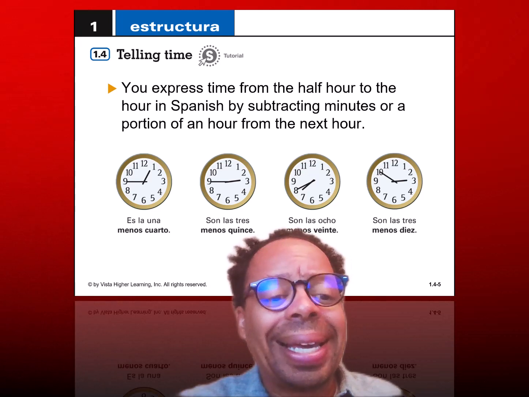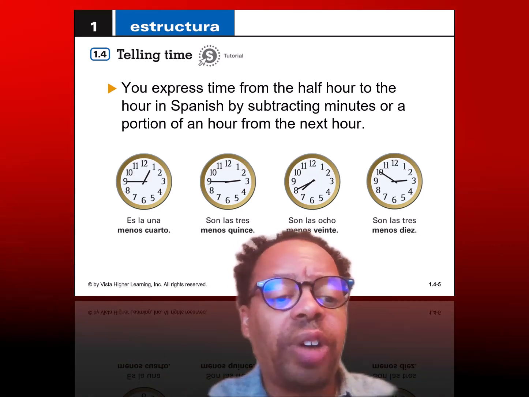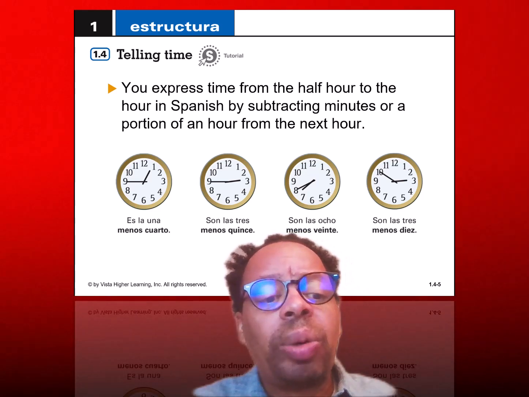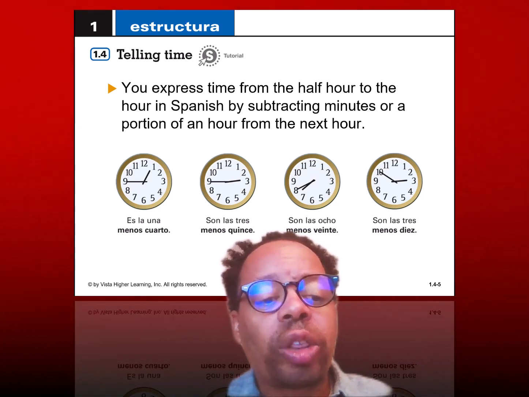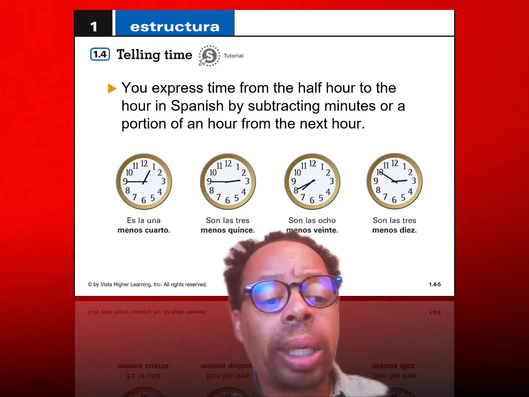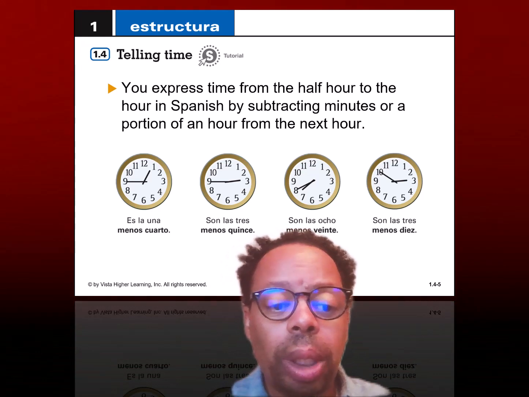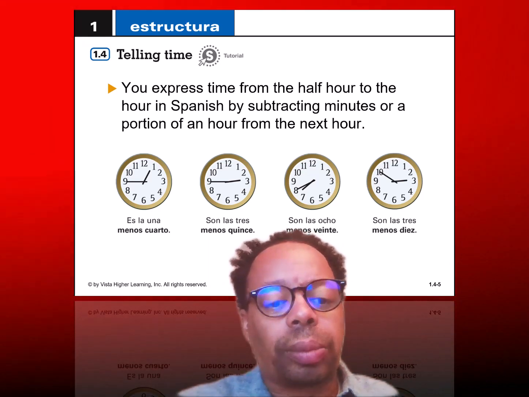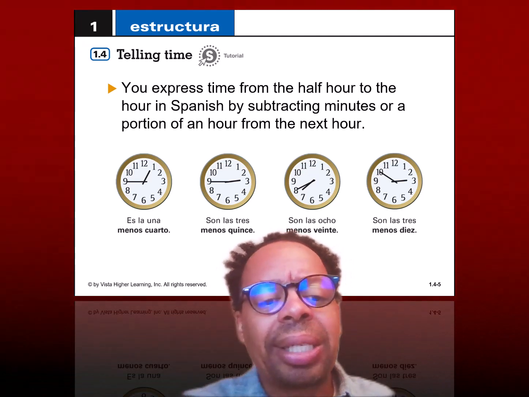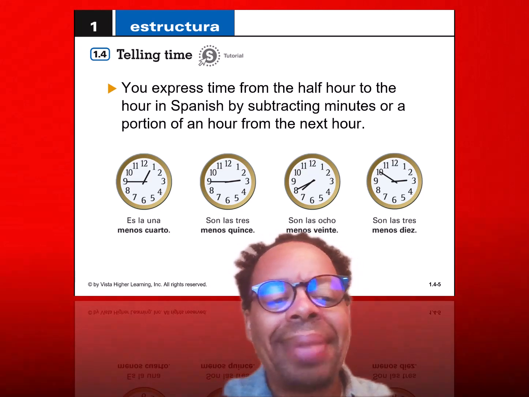If you look at 12:45, which is what we would say in that first clock. In English, we would say 12:45. In Español, we would say 1 o'clock minus 1/4 of an hour, or 1 o'clock minus 15 minutes is what that transliterates to. Same thing with the next clock. 3 o'clock minus 15 minutes is 2:45. Son las 3 menos 15.